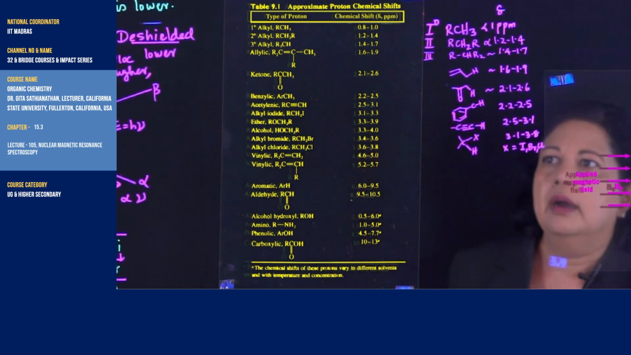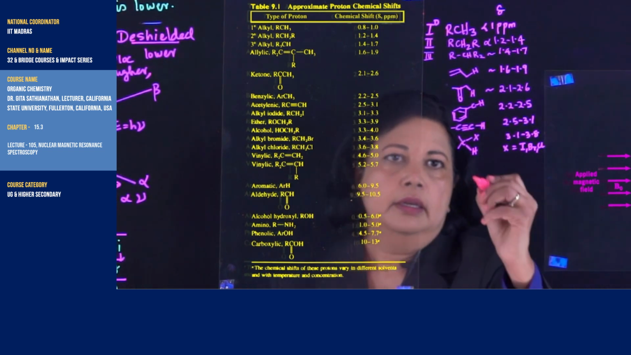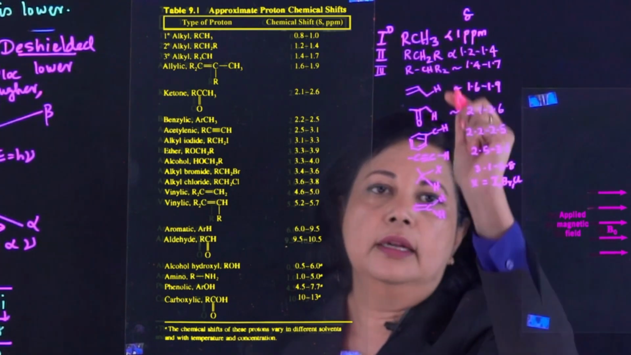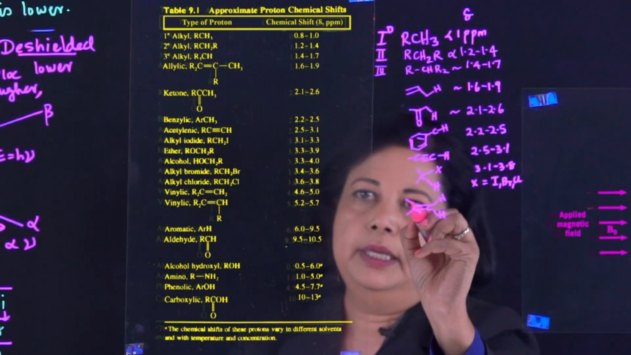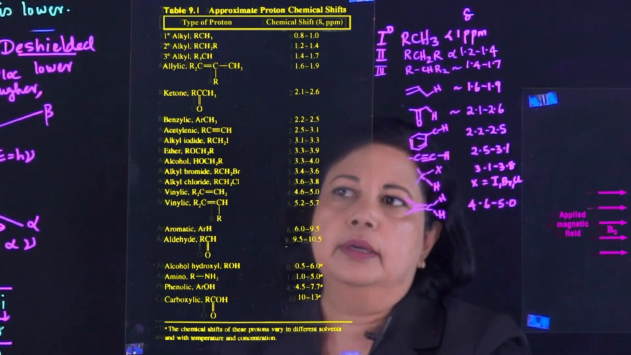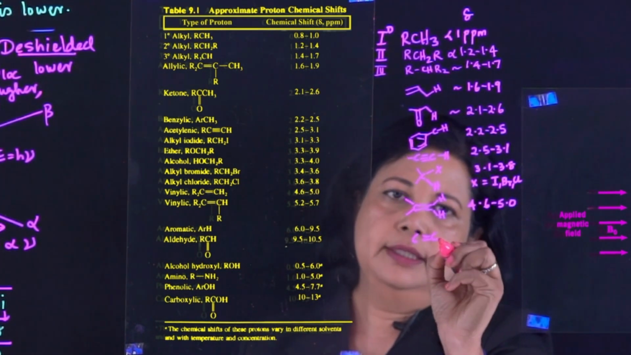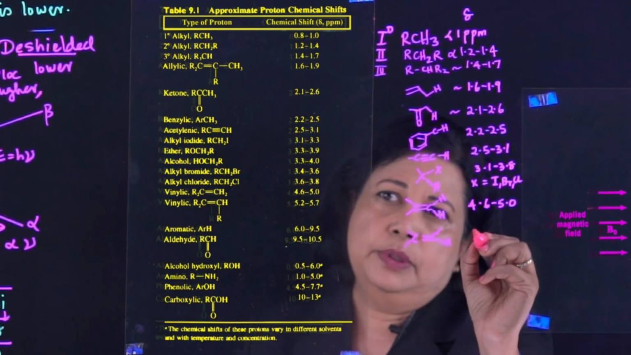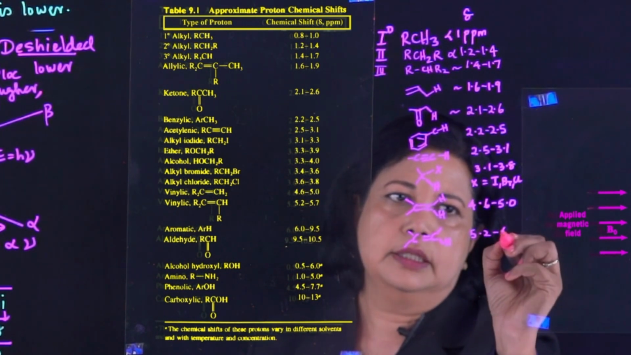Now, if you are on the double bond, protons here are much more de-shielded than the alkyl protons. So these vinylic protons are going to be about 4.6 to 5.0. Now, sometimes vinylic protons can also be more de-shielded than that. Let's say you have a hydrogen here. You can go up to like 5.2 to 6.